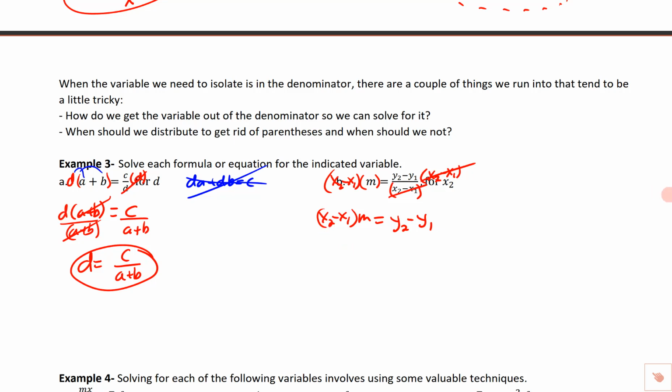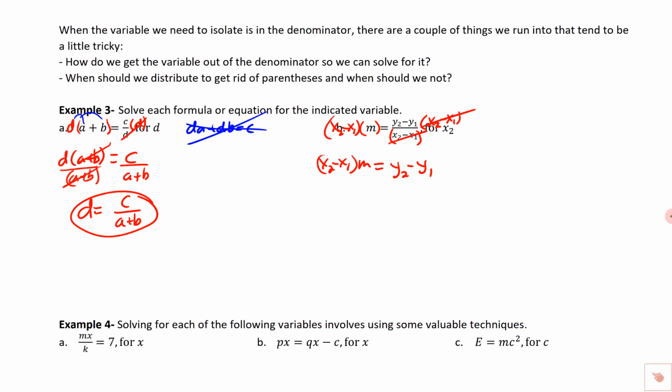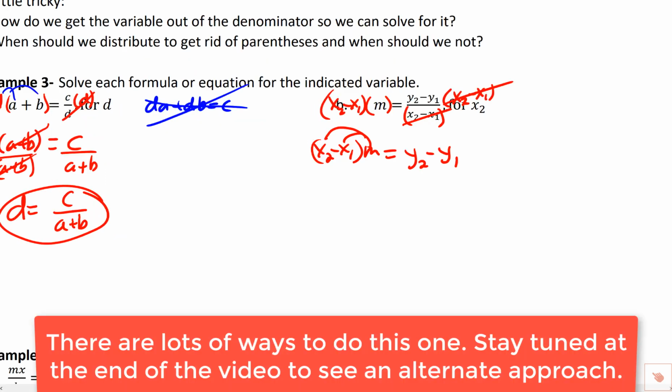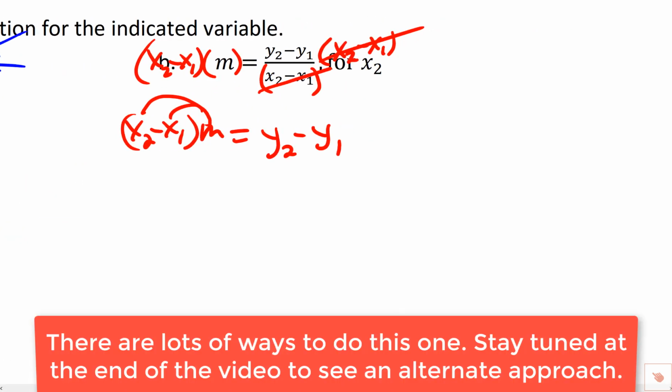So if it's inside the parentheses, we've also got to get it outside the parentheses so we can solve for it. The lessons that we can learn from these problems are, if the variable we're trying to solve for is in the denominator, you've got to multiply by that to get it out. And the next thing is, if it's inside parentheses, you've got to distribute to get it outside those parentheses so we can actually work with it. So again, I'll zoom in on this one just a little bit and finish this off.